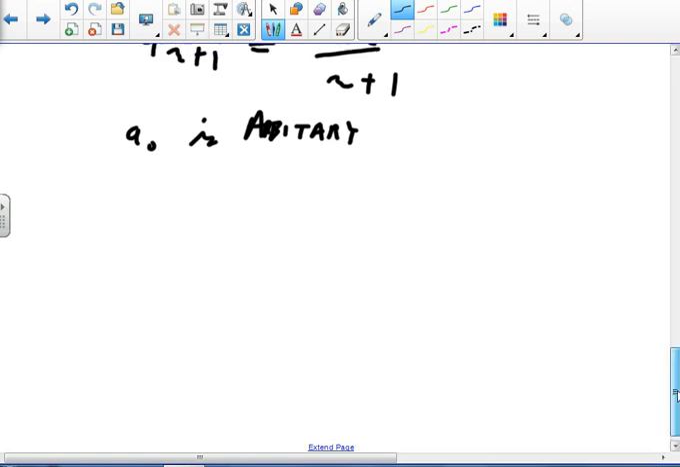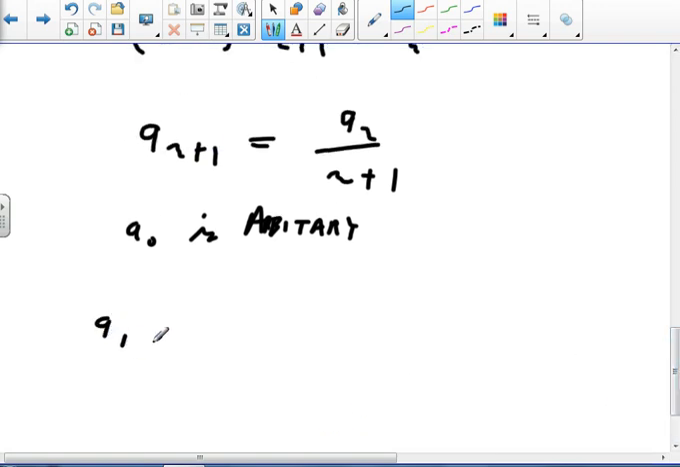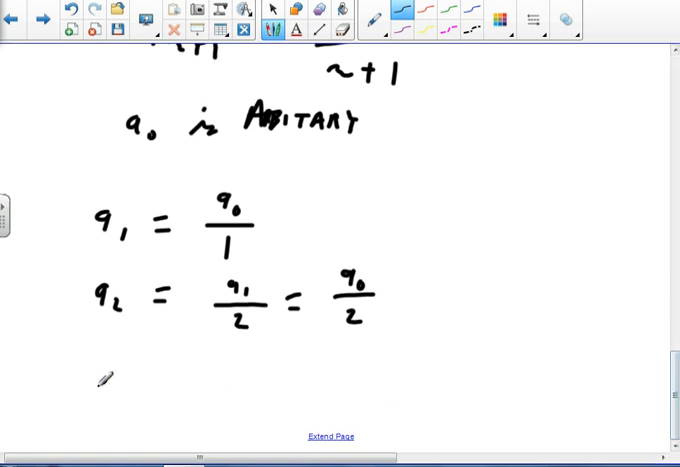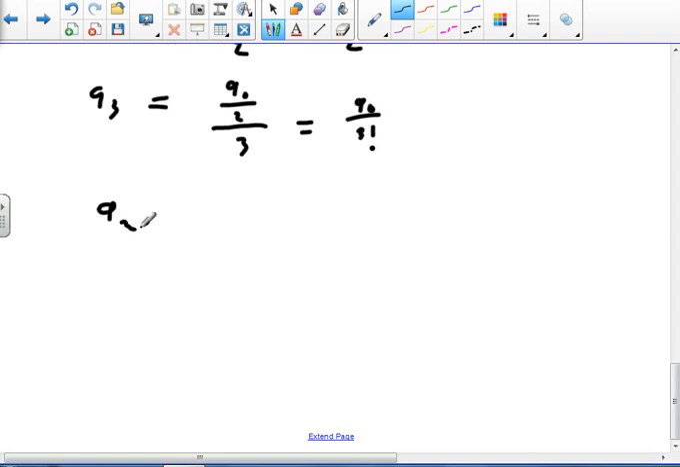Okay. Well, if a0 is arbitrary, what's a1? a1 is a0 divided by 1. What's a2? Well, a2 is going to be a1 divided by 2, which is going to be a0 divided by 2. And what's a3? a3 is going to be a0 divided by 2 divided by 3, a0 divided by 3 factorial. What's an? an is going to be a0 over n factorial.